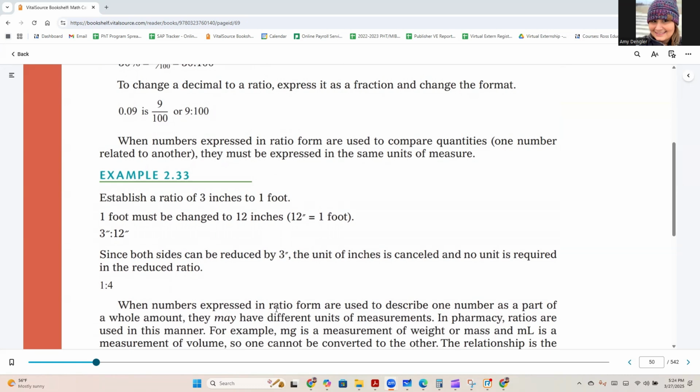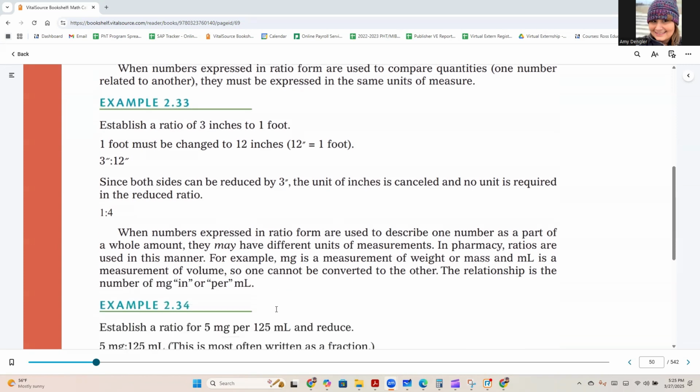So let's do example 2.33. Establish a ratio of 3 inches to 1 foot. So we want to have the same units of measure. So 1 foot must be changed to 12 inches. 12 inches equals 1 foot. So that would be 3 inches to 12 inches. Since both sides can be reduced by 3, the unit of inches is canceled and no unit is required in the reduced ratio. So that is 1 to 4.